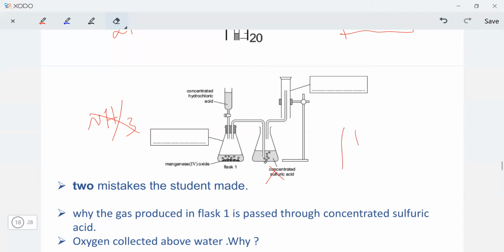Let me tell you that the only difference between a gas jar and a measuring cylinder is that the measuring cylinder has calibrations, while the gas jar is not calibrated. Here, why is oxygen collected above water? Because oxygen is slightly soluble in water. Any gas collected above water is insoluble or slightly soluble in water.